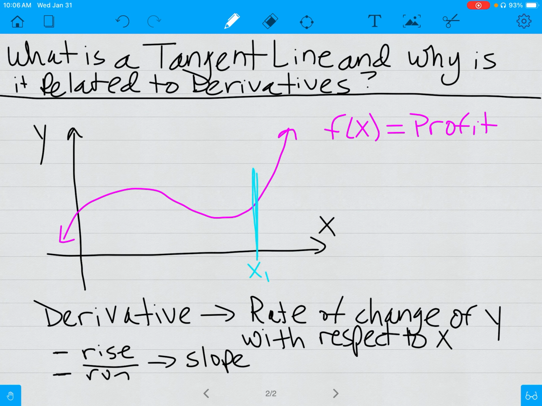I'm going to call that x1. So right here, how quickly is this function changing? What is my slope? Well, slope is something that we can only calculate for straight lines. And you'll notice that at this point, the function going through that point is not a straight line. It's a curve. The function is curved right there. And so we actually can't get a slope from just that.